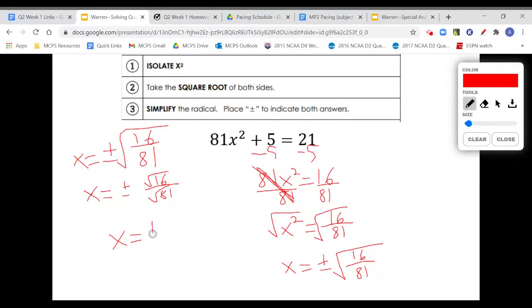So I just copy down the x equals plus or minus, and when I take the square root of 16, that leaves me with 4. And when I take the square root of 81, that leaves me with 9. So my answer ends up being x is equal to plus or minus 4/9.